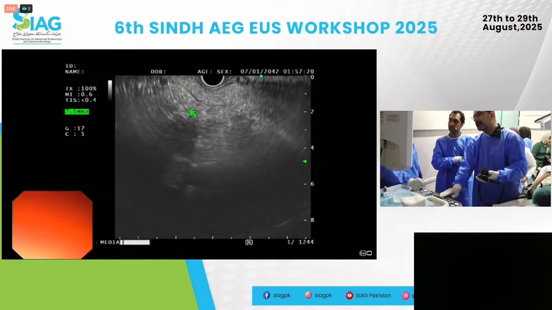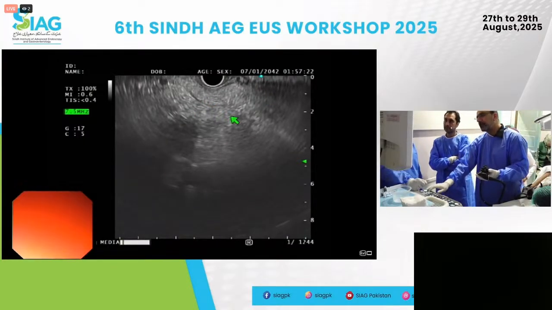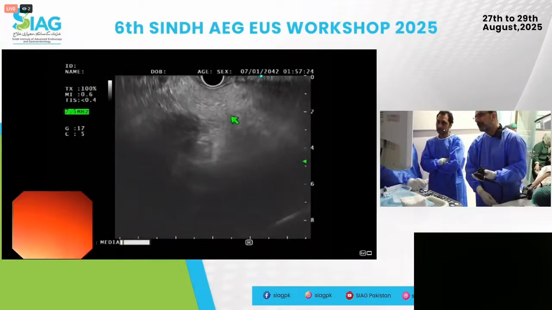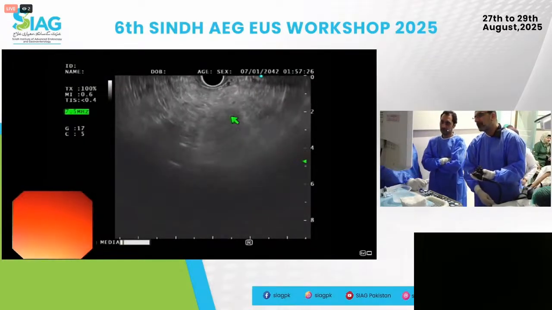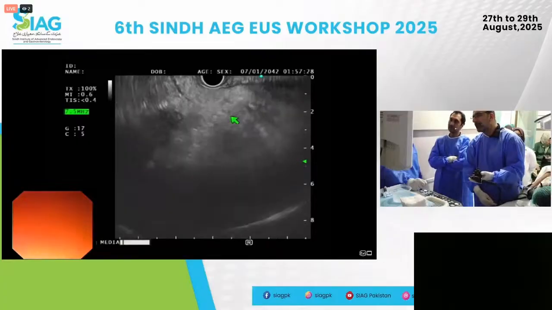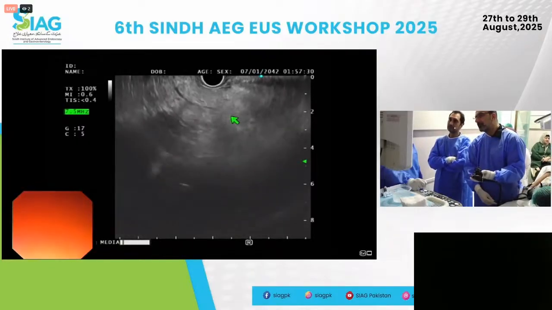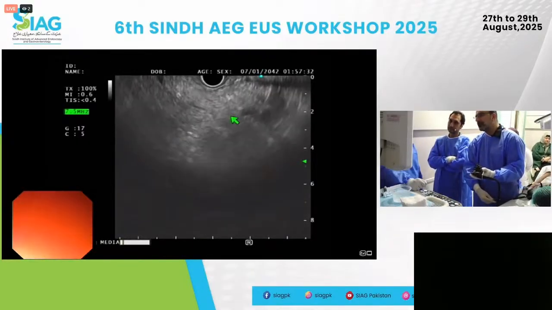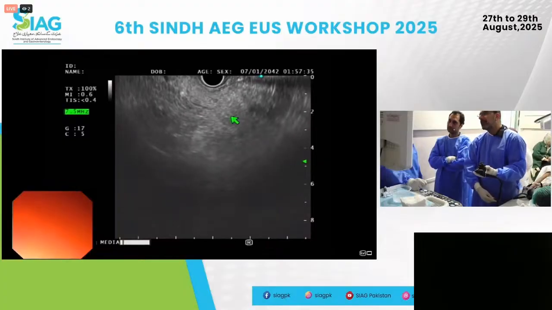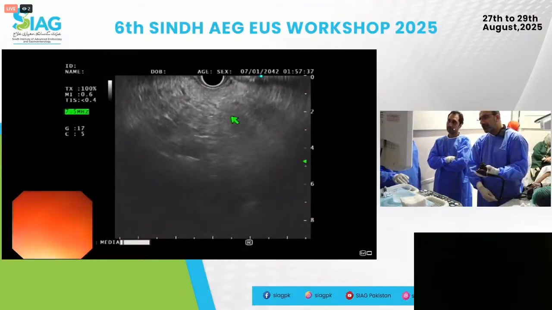There's the duct, there are no stranding foci, a slightly fatty appearing pancreas, which is not very uncommon in the US, but less common here. And I'm just pulling back slowly, keeping the duct. The idea here is to keep the duct as your target.